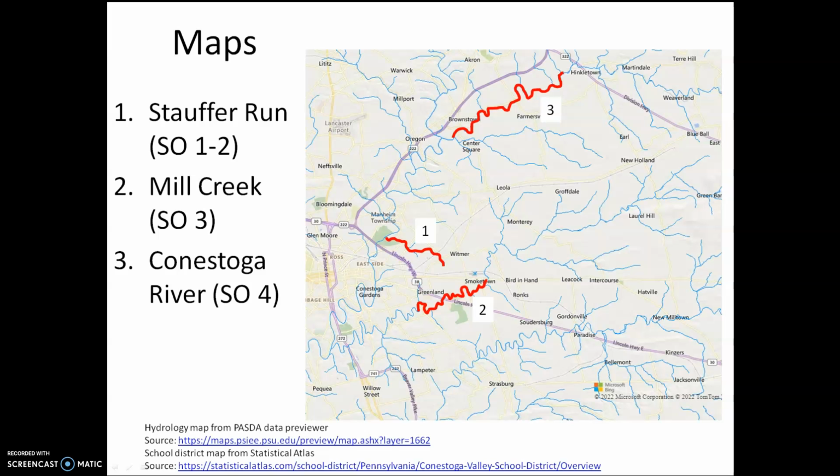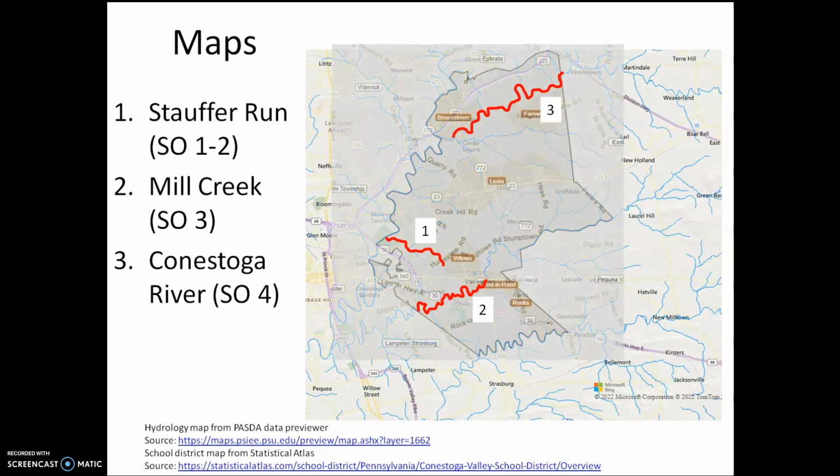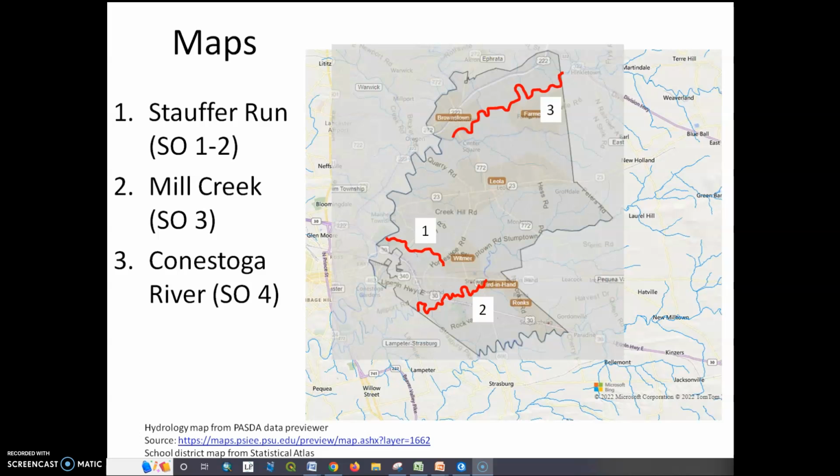And then the final one is the Conestoga River in the north, stream 3. The spans that I've selected seem somewhat arbitrary, so I'll add an overlay of Conestoga Valley School District. With this, you can now see that the spans of each of the rivers extend mostly from boundary line to boundary line. Stauffer Run, stream number 1, actually has its headwaters right there in the center of our district, right near our high school.